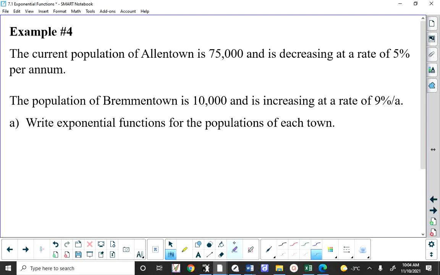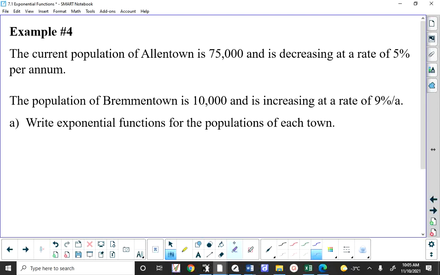They don't like what's going on. Politics, whatever, taxes are too high. People are leaving. And as a result of that, the population is decreasing at a rate of 5% per annum. Annum means year. Annum is, I believe, a Latin word that we get the word annual from. So when you say per annum, you mean per year.